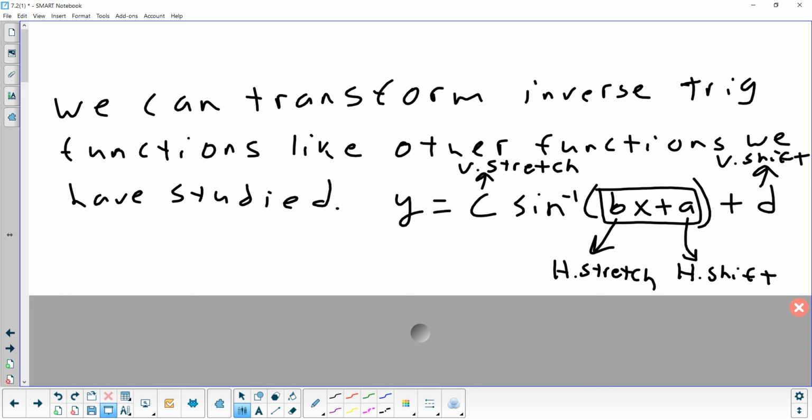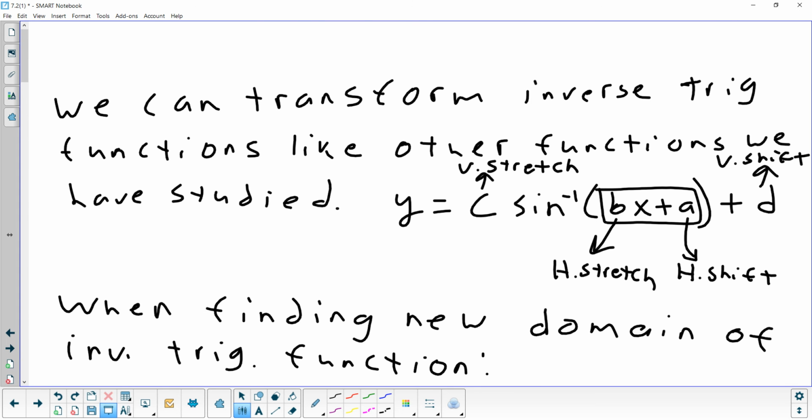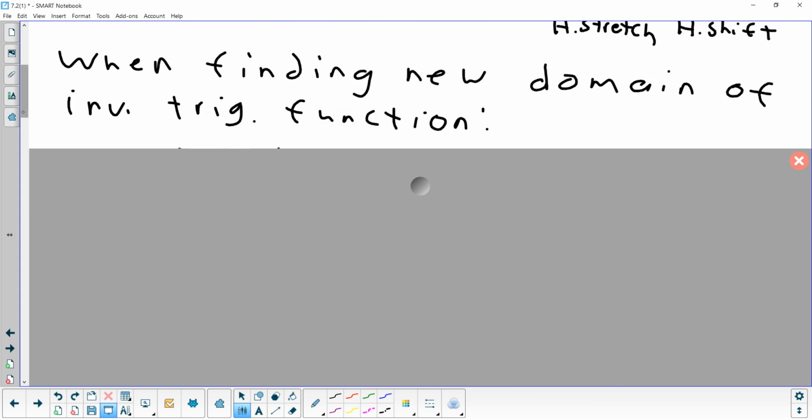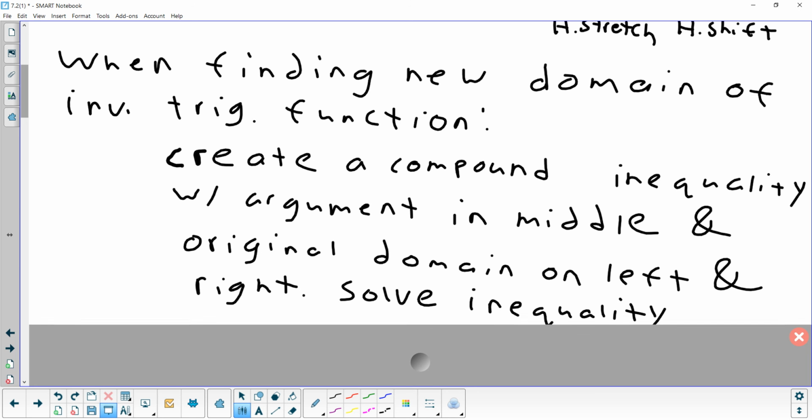Does anyone remember what you call the thing that's inside the parentheses? That's the thing you're plugging into your function. Yep, the argument. That's called the argument. Yep, exactly. So, if you want to find the new domain of an inverse trig function, here's how you do it.